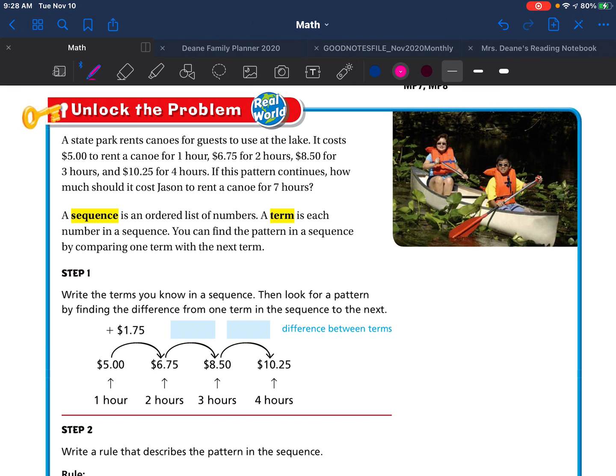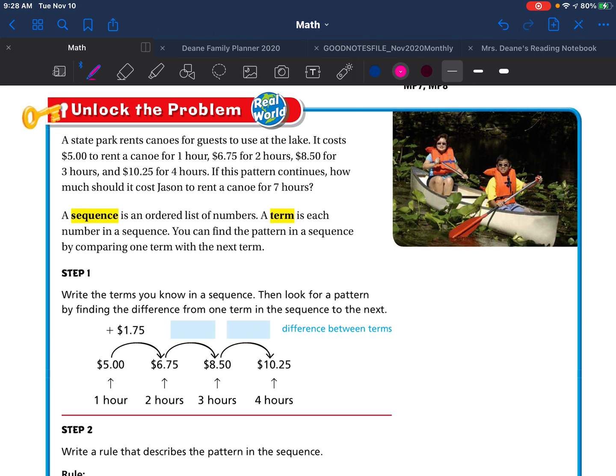And we're going to look at unlock the problem. A state park rents canoes for guests to use at the lake. It costs $5 to rent a canoe for 1 hour, $6.75 for 2 hours, and $8.50 for 3 hours, and $10.25 for 4 hours. If this pattern continues, how much should it cost Jason to rent a canoe for 7 hours?